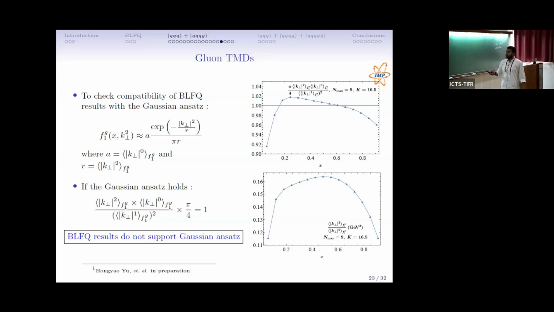So this is the result for the k⊥² expectation values as a function of x. And we found the peak, the maximum value, is at x equal to 0.5.